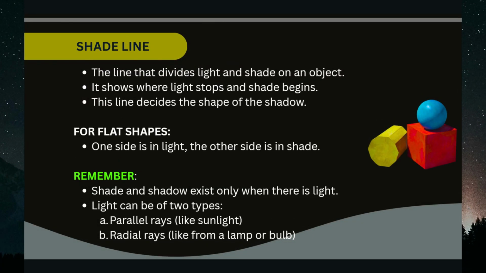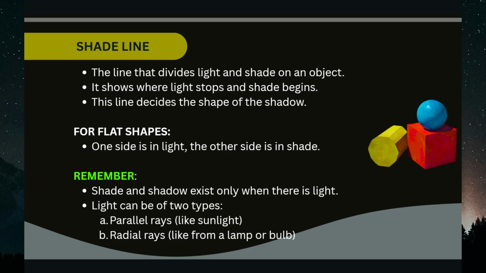That is the shade line. What does it mean and why is it important? So let's discuss the line that divides light and shade on an object, that is known as shade line. It shows where light stops and shade begins. This line decides the shape of the shadow.